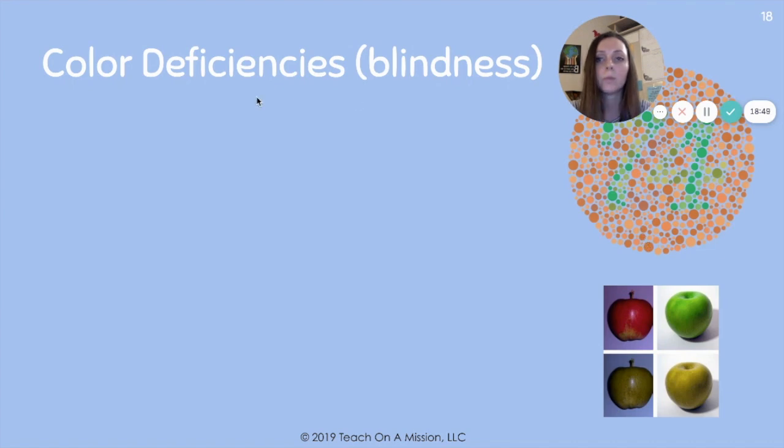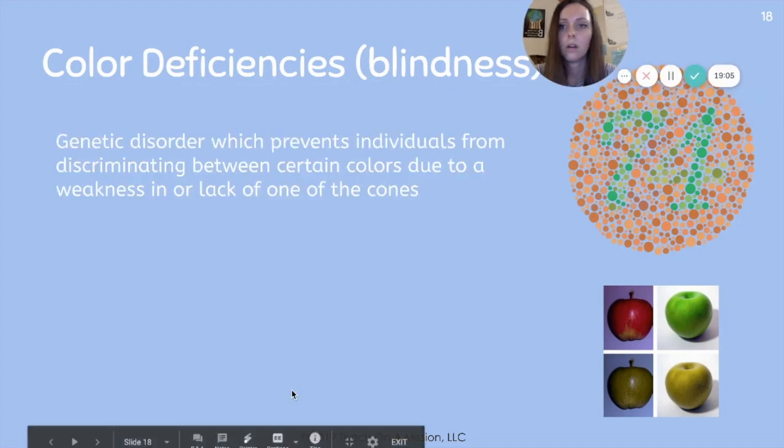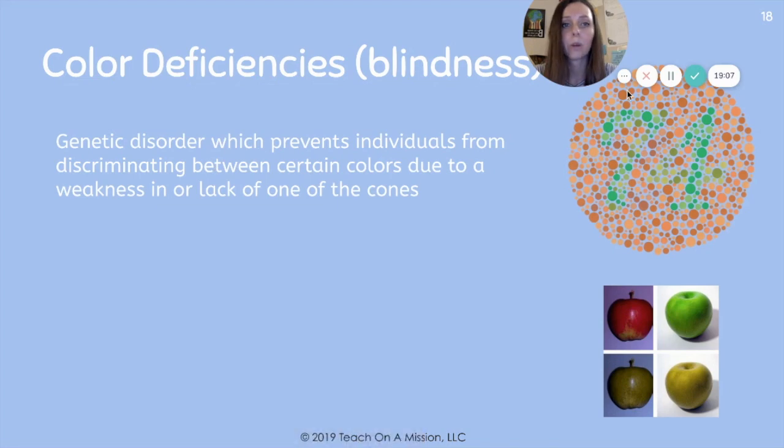Now, sometimes we have some color deficiencies or color blindness. Some people will say, I'm colorblind. If you're able to see color, you're not colorblind. You just have color deficiencies, meaning you can only see some colors and not all of the colors. So this is a genetic disorder which prevents individuals from discriminating between certain colors due to a weakness in or lack of one of the cones.